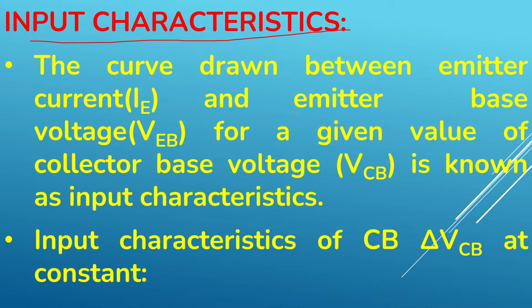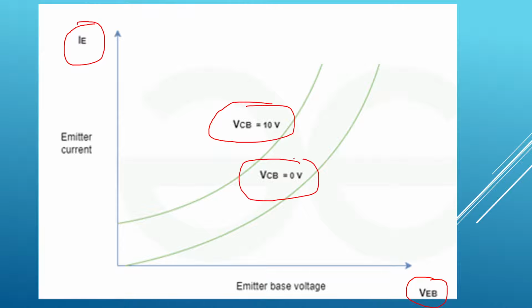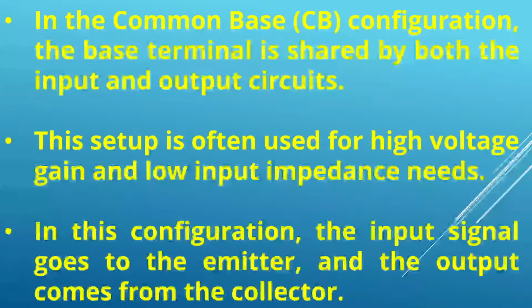So, the input characteristics for this common base configuration are this. You can see two curves here. The input characteristics are drawn between emitter current and emitter base voltage, keeping the collector base voltage constant. Okay, collector base voltage is kept constant.